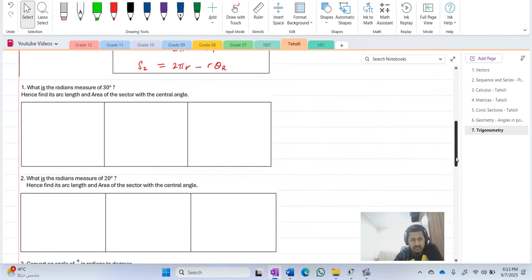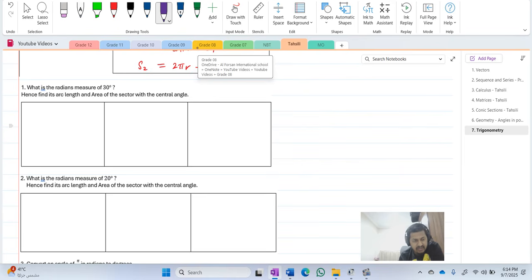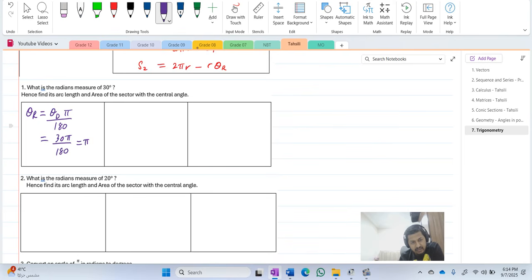What is the radians measure of 30 degrees? Okay, I've solved it before. The radians measure of 30 degrees: theta in radians is equal to theta in degrees times pi over 180. So theta in degrees is 30, 30 pi over 180, and I get pi over 6. Right, so theta in radians is pi by 6. That's 30 degrees.